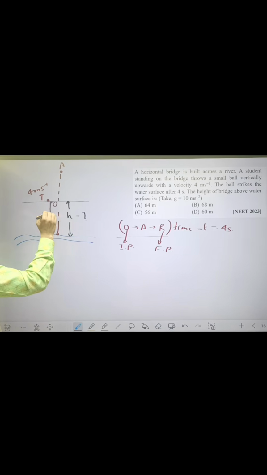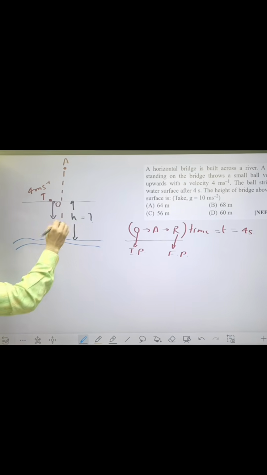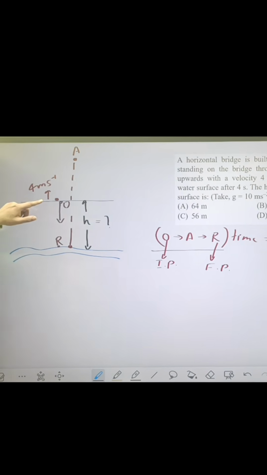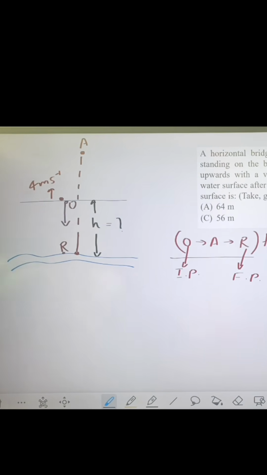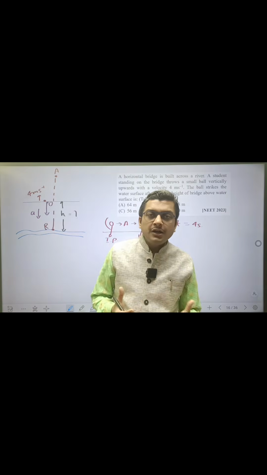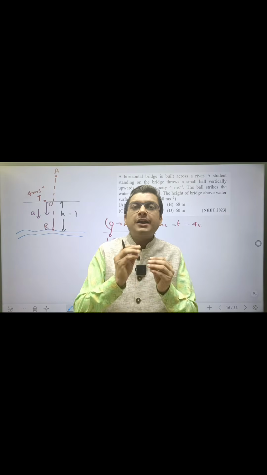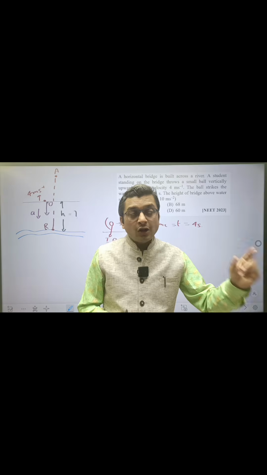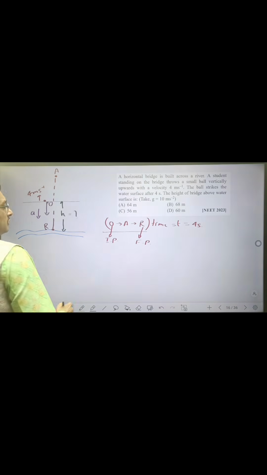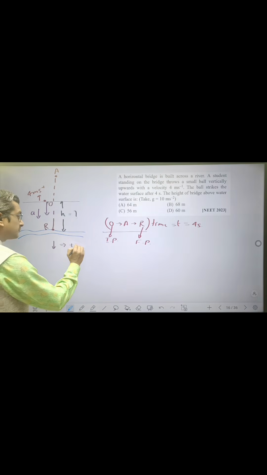The direction of displacement is always from initial to final. So the direction of displacement is downward, isn't it? And the direction of the initial velocity is upward. In such kinds of questions, physics gives us freedom. We can choose any direction as positive, and the opposite direction becomes negative. For example, in this question, if I take the downward direction as positive, then the upward direction becomes negative. Yes, physics gives us the freedom.